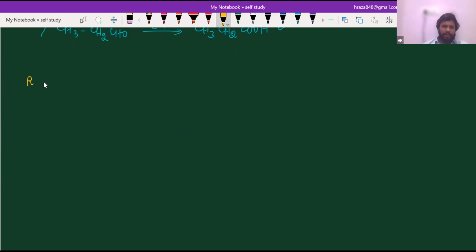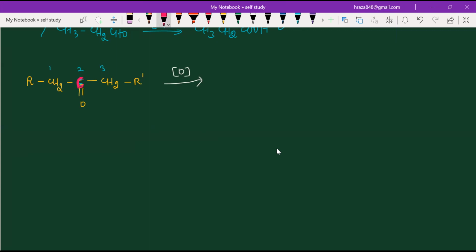But if you have a ketone, that's a very important reaction. For ketone, let's take an example, RCH2, and here is your ketone, C double bond O, then CH2, and this is R dash. R dash represents another alkyl group than this R. R is also an alkyl group, and R dash is also an alkyl group, but both are different alkyl groups. And if you are going to oxidize this, you need to take care of the nearest carbon to this ketonic carbon. I'm not numbering it, I'm just showing you the carbon directly attached to this ketonic carbon. Are you getting my point? Yes, sir.